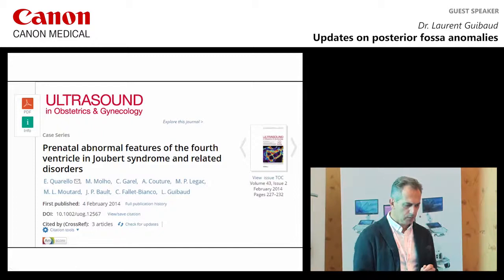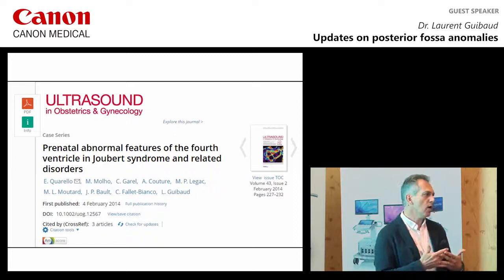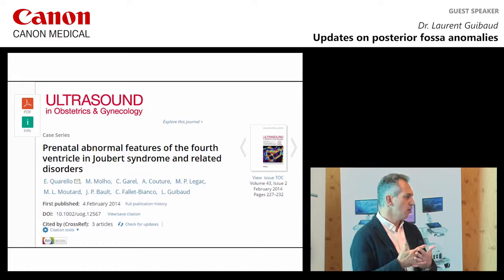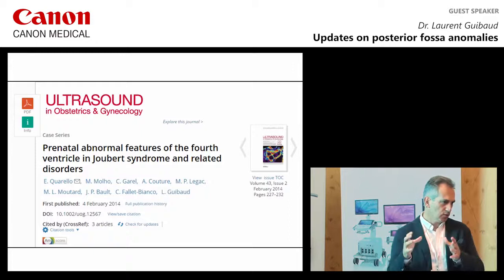And when you know that it's Joubert syndrome or a related disorder, you have a panel of genes, because there are many genes, more than 30 genes, involved in these conditions. And you can go straight from the images to the genes. Let's move to the third case.